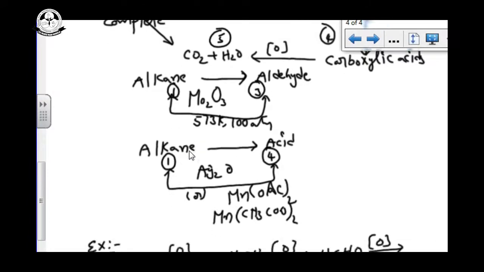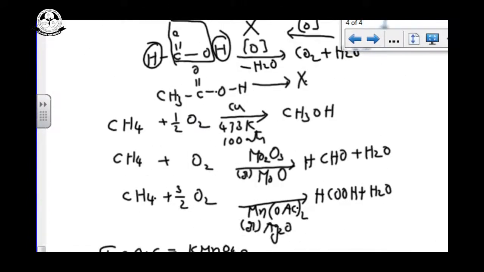Good morning students. Last class we discussed the preparation and properties of alkanes. Now we are going to start with the preparation and properties of alkenes. Alkenes preparation and properties.